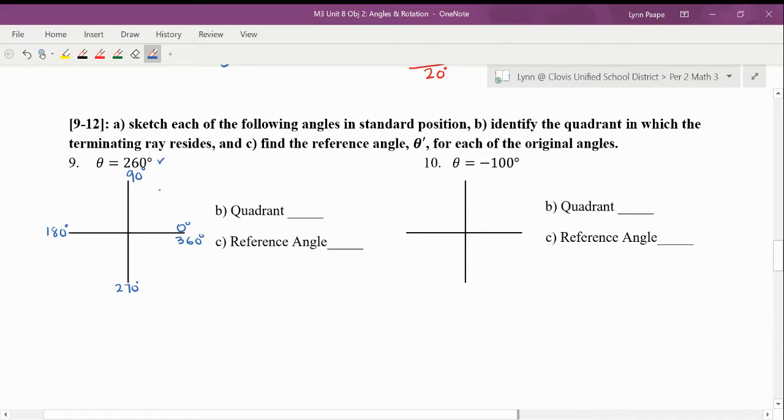And I'm trying to graph the rotated angle of 260, which is somewhere between 180 and 270. So I'm going to go ahead and say it's closer to the 270. So just draw that here. And then my initial ray, of course, is here. And then I'm going to show the rotation in a positive direction. So there's part A. And then for part B, we want to identify the quadrant.